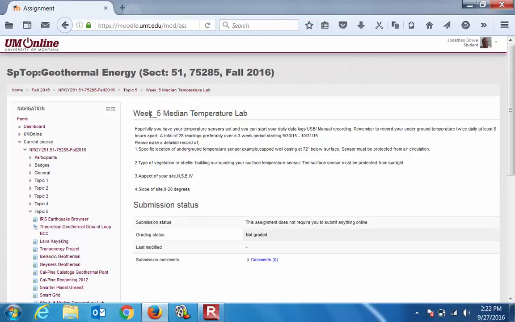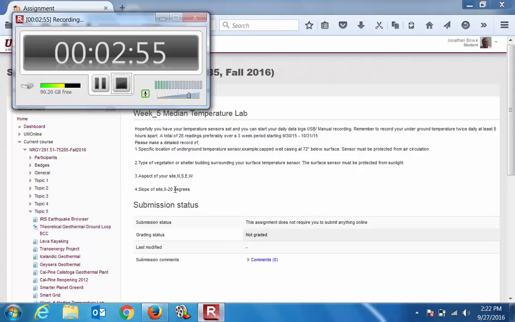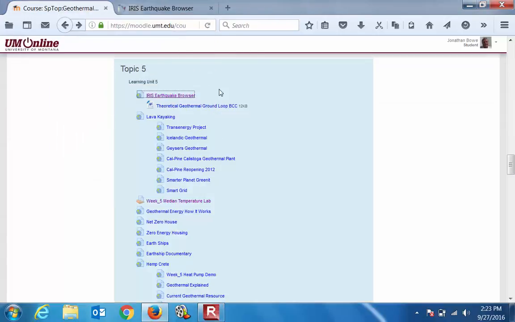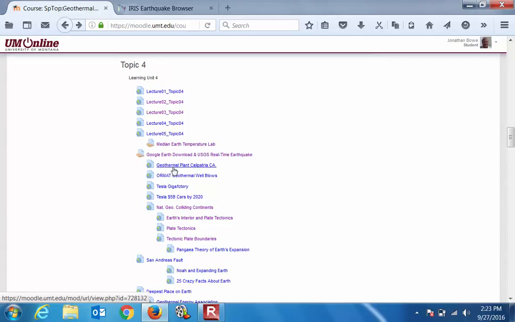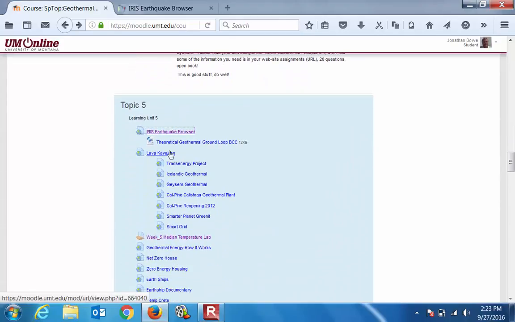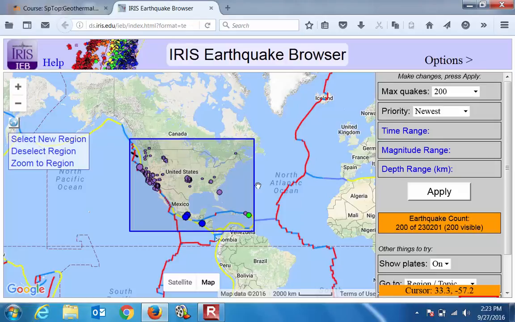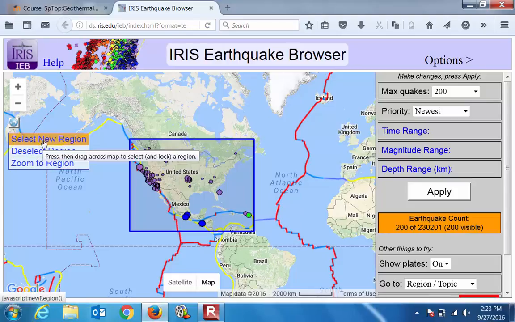Okay, so that's the medium temperature lab to get you started. A nice resource here: we talked about Google Earth, and hopefully you've downloaded it, and we're going to take a look at that. But also this IRIS Earthquake Browser is a real nice piece, and it gives you a little more detail in regards to seismology or deliberate earthquakes. What I've done here is select a region. Select new region, or see over here to your left, zoom to region.